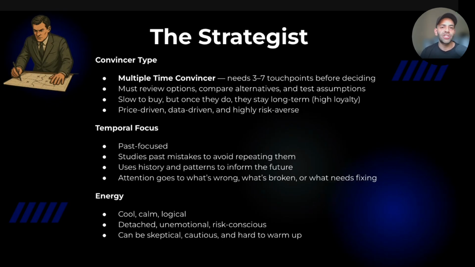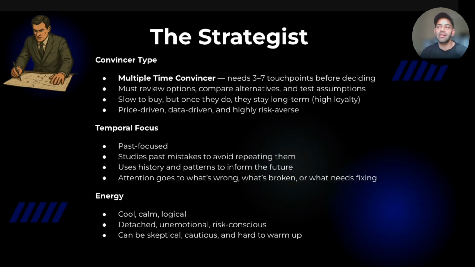Their energy typically is cool, calm, and logical. They're very detached and unemotional, and they are also risk conscious. So that's very important to know. They are, again, the hardest type of buyer to sell to. They're not being difficult for the sake of being difficult.